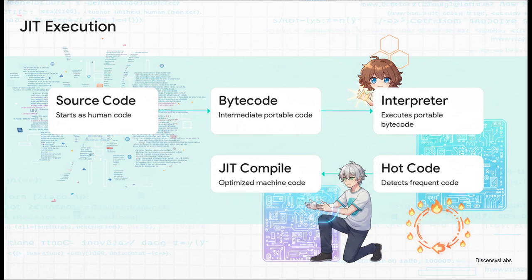As it runs, the system stalks your code looking for hot paths, stuff that executes all the time, like our billion-time loop. Once it spots it, the JIT compiler swoops in on the fly, compiles that specific hot code into optimized machine code, and hot swaps it right in.